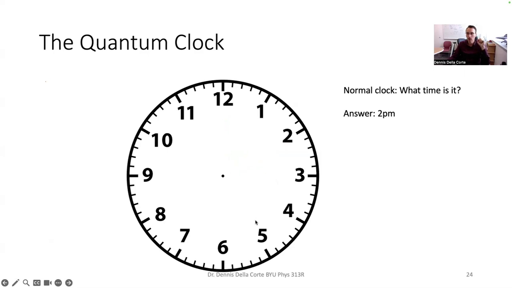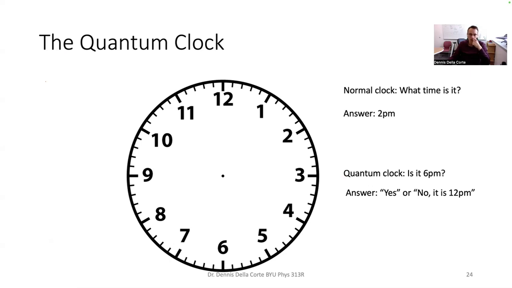You don't see the minutes and the hours, but you could ask it, for example, hey, is it 6 p.m.? Well, we knew before it was 2 p.m., so the answer should be no, it's not. But when you ask the quantum clock, it will tell you one of two options. It will either tell you, yes, it is 6 p.m., or it will say no, but not no, it's something else. It will say no, it's 12 p.m. You only get one of these two options.